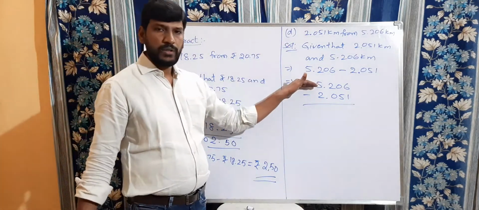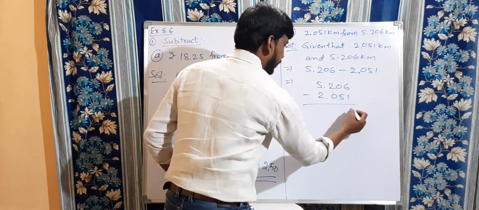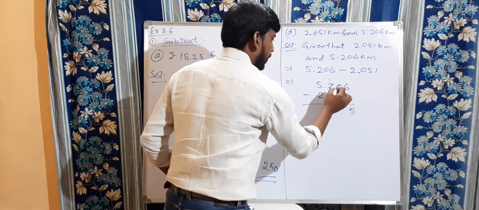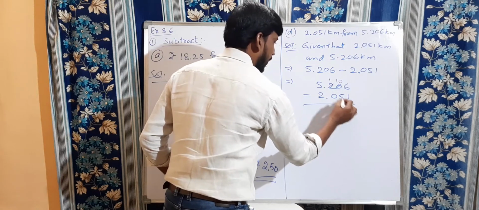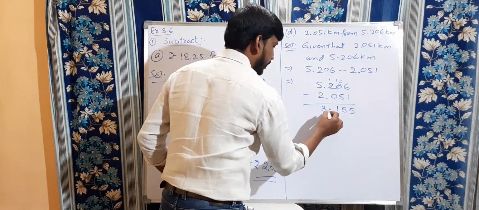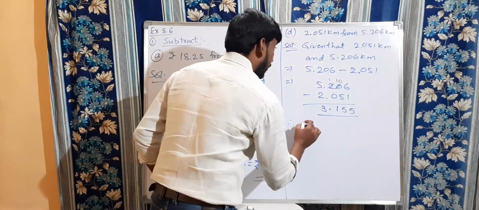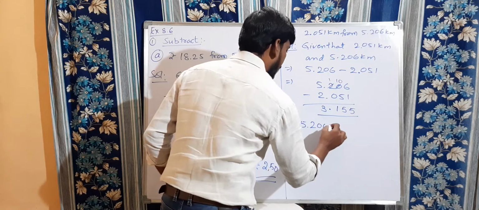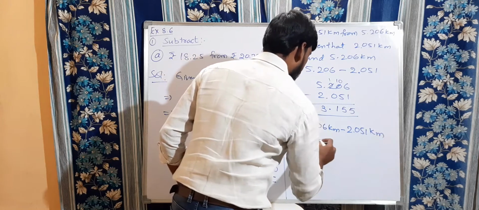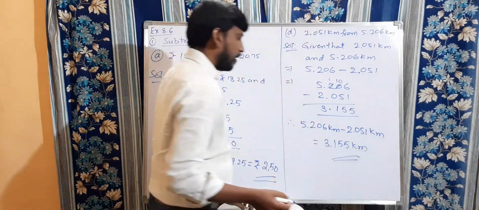First write the big value, greater value, then the smaller value. Now normal subtraction. 6 minus 1 is 5. 0 minus 5 is not possible. Then take the borrow. This will become 10. 10 minus 5 is 5. 1 minus 0 is 1. 5 minus 2 is 3. We need to keep the decimal as it is here. So what is the answer? 3.155 kilometers. So therefore 5.206 kilometers minus 2.051 kilometers is equal to 3.155 kilometers.